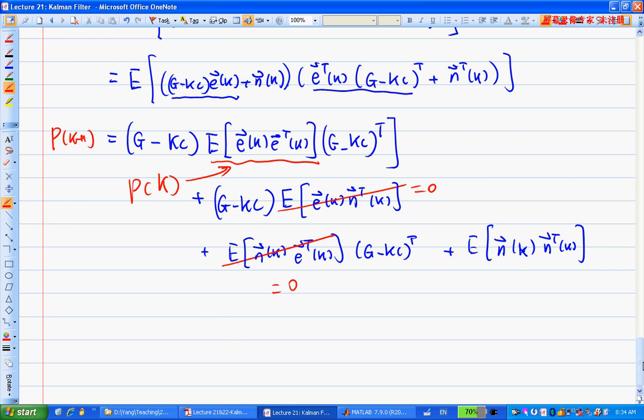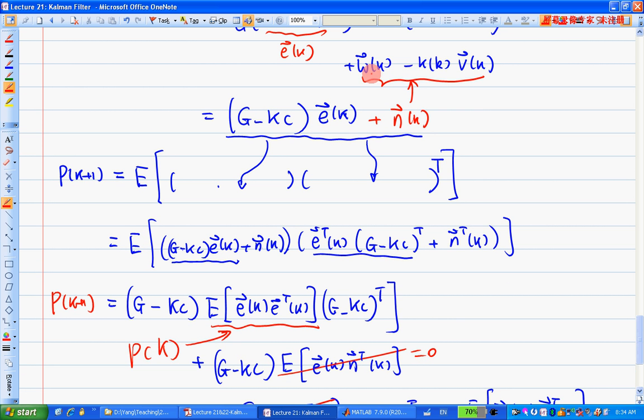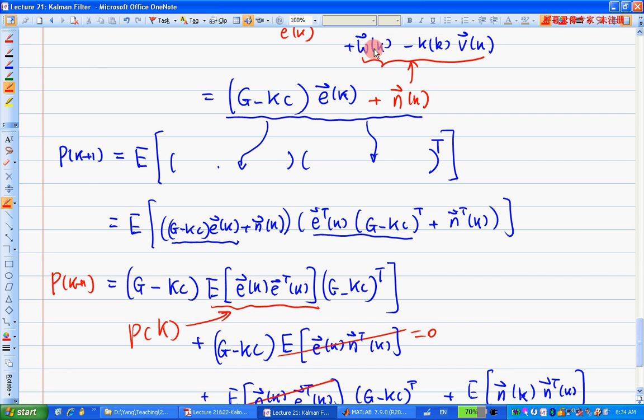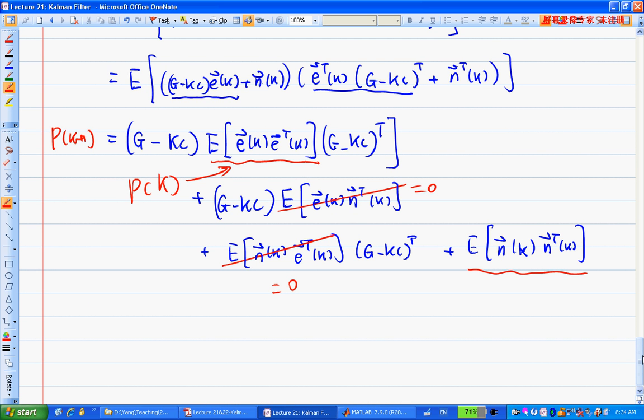Very close now. So the last term here, what will this guy be? What we define here is W minus KV. So what you're going to do is put this over here, put the transpose here, and do another multiplication out. Okay, so we can prove that this E of N K N transpose, if you plug everything into it, you can get R_W plus K R_V K transpose. Okay, you can get this guy here.